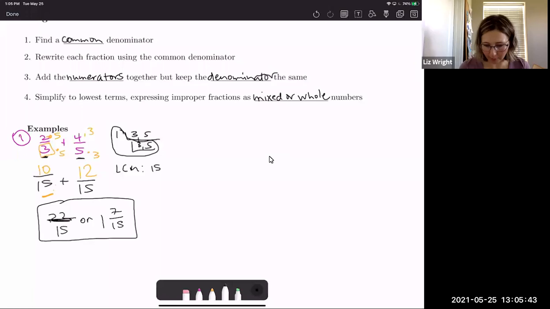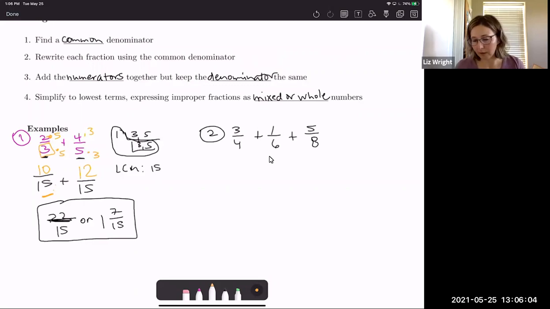All right, so let's try another one. We're going to try one where we have 3/4 plus 1/6 plus 5/8, and we're trying to add those all up together. Again, you might say, okay, well, I'm not exactly sure what my LCM is going to be. And so you absolutely can do that upside down division again, where you do 4, 6, and 8. And you ask, what's the largest number that will go into all 3 of them? And it should be 2.